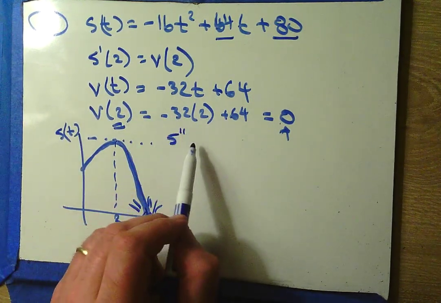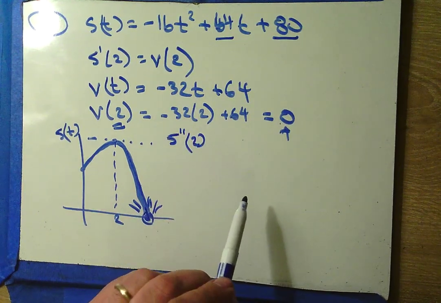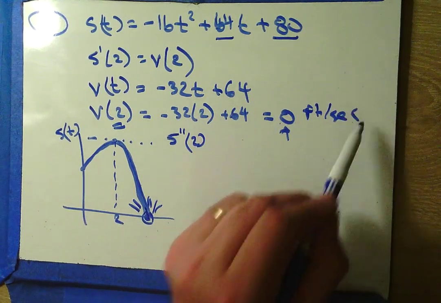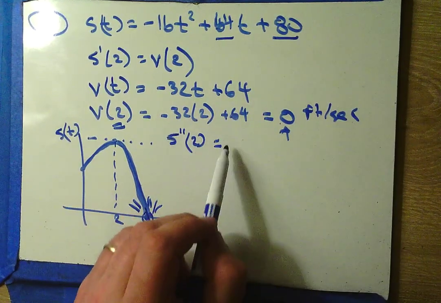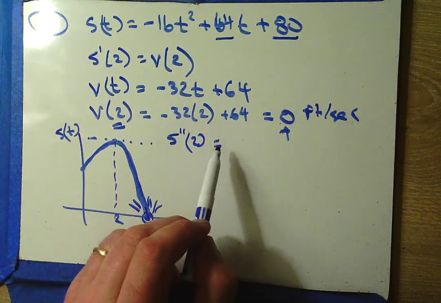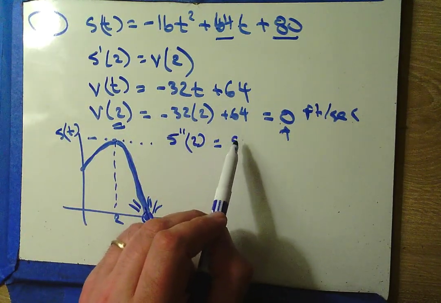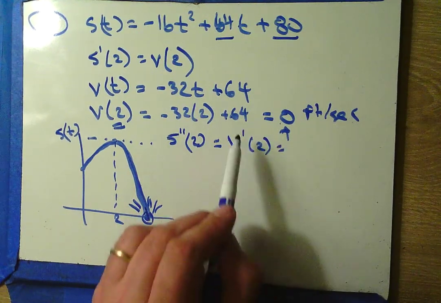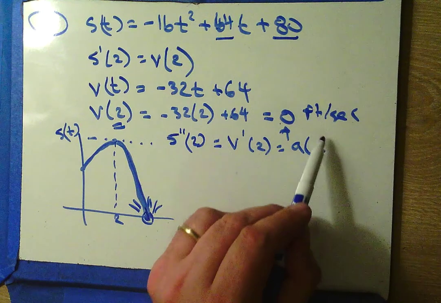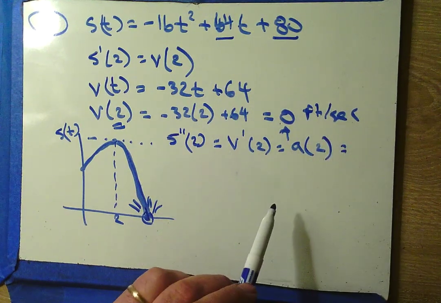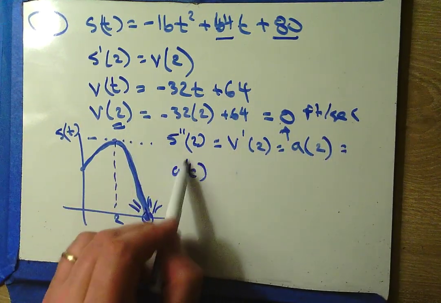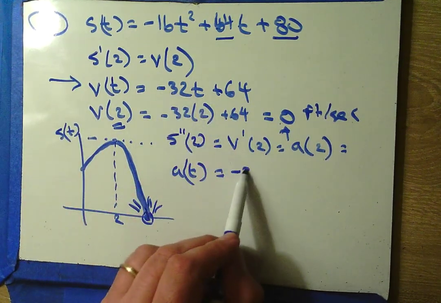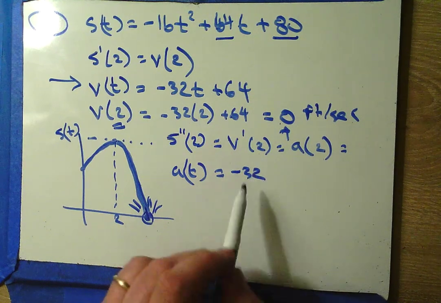What's s double prime of 2 mean, and what is it? Oh, this is 0 feet per second. Well, we know that s prime is v, and so therefore s double prime would be v prime, and v prime is a. So I'm looking for a of 2. Well, let's find a of t. A of t is the derivative of v of t.